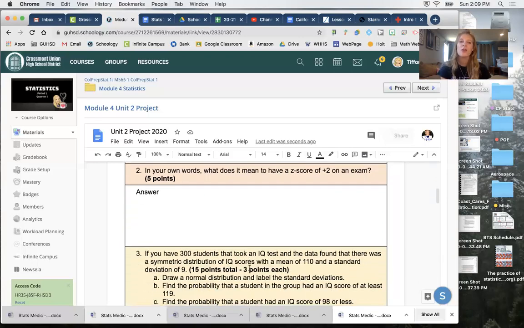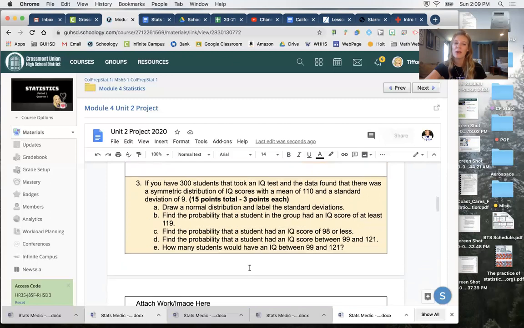Number two, you're going to explain in your own words what it means to have a z-score of +2 on an exam. A hint on this, you had it on your quiz as well. This is an important one to really understand what it means to have a +2 on an exam as your z-score. So that is your answer.